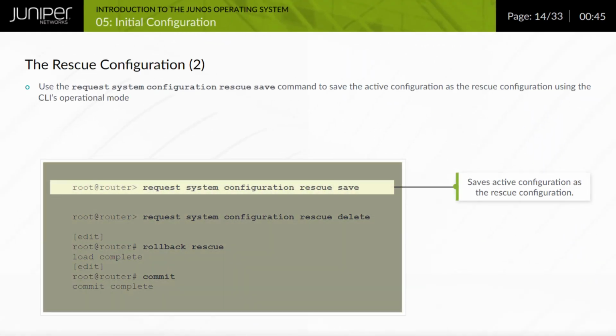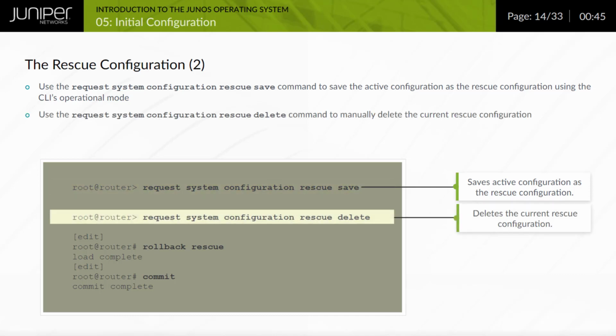You can save the active configuration as the rescue configuration using the CLI's Operational Mode request system configuration rescue save command. If a rescue configuration already exists, the request system configuration rescue save command replaces the rescue configuration file with the contents from the active configuration. To manually delete the current rescue configuration, issue the request system configuration rescue delete command.